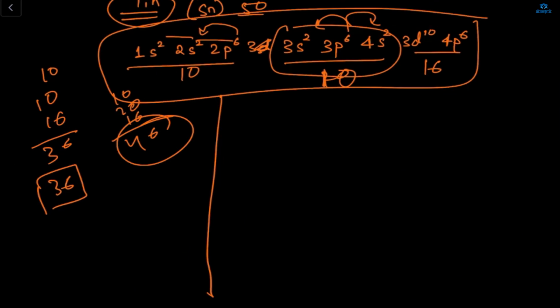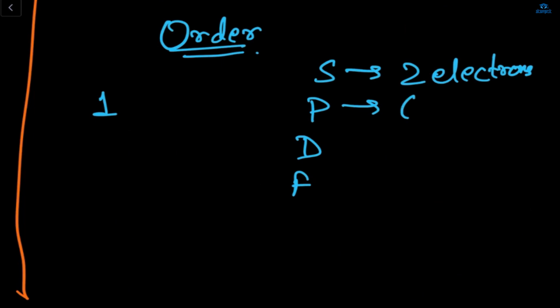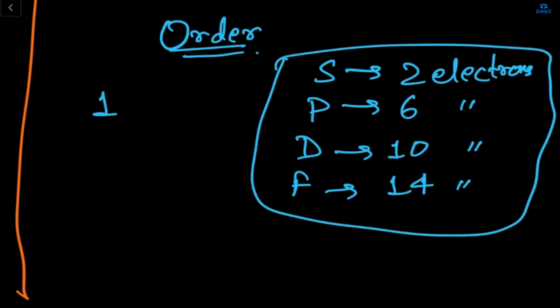Yes, ma'am, you teach how we do it, please. Okay, the order to fill this: first will be s. First, s will have two electrons. There is s, p, d, and f. s will have how many? Two electrons. p will have six electrons. d will have 10 electrons. And f will have 14 electrons. Note this. s will have 2, p 6, d 10, f 14. Only four are there: s, p, d, and f.